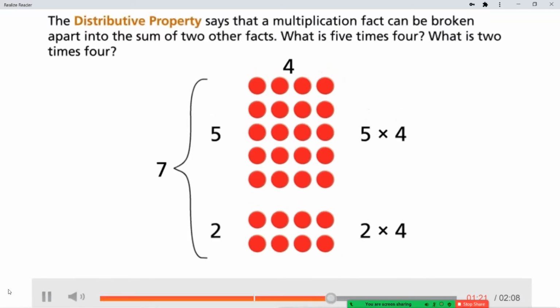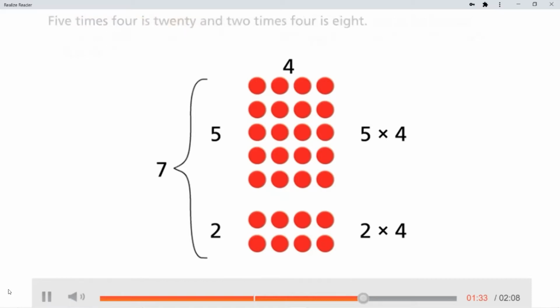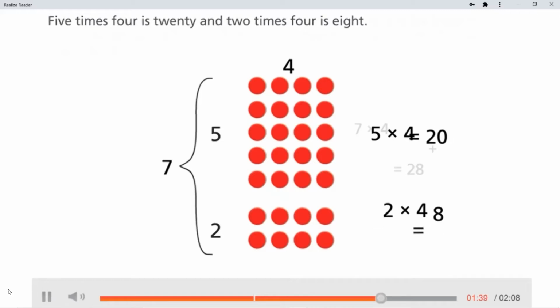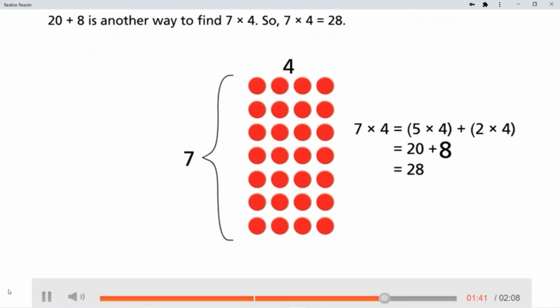The distributive property says that a multiplication fact can be broken apart into the sum of 2 other facts. What is 5 times 4? What is 2 times 4? 5 times 4 is 20, and 2 times 4 is 8. 20 plus 8 is another way to find 7 times 4. So 7 times 4 equals 28.